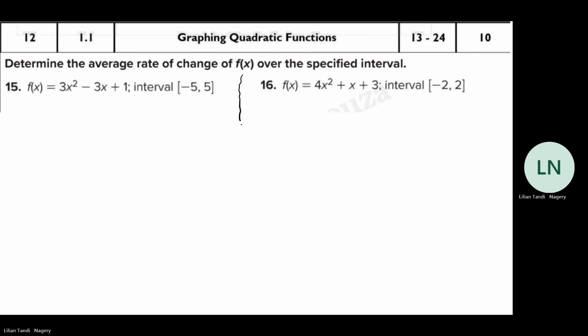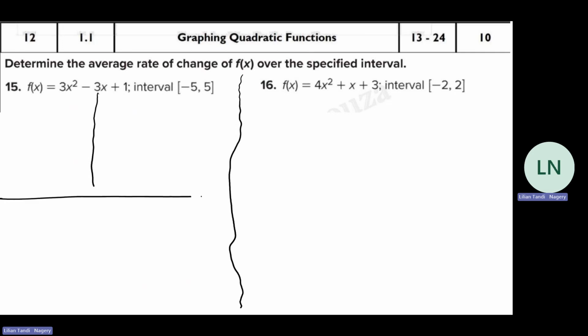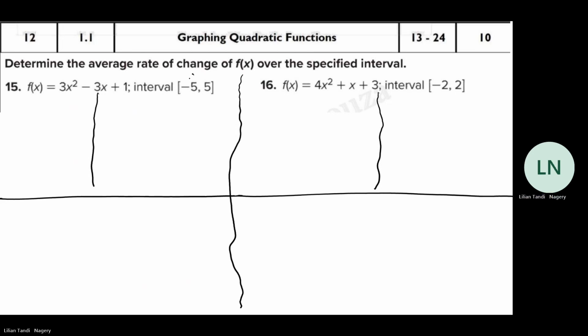Okay. So that's how I divide my work. Okay. So A and B. F of A will be 3 times negative 5 squared minus 3 times 5 plus 1. And then f of B will be 3 times 5 squared minus 3 times 5 plus 1.